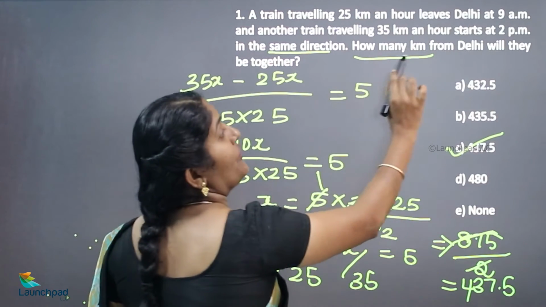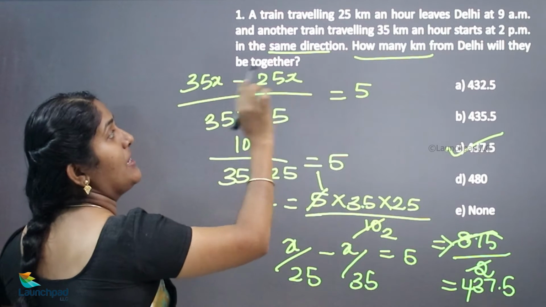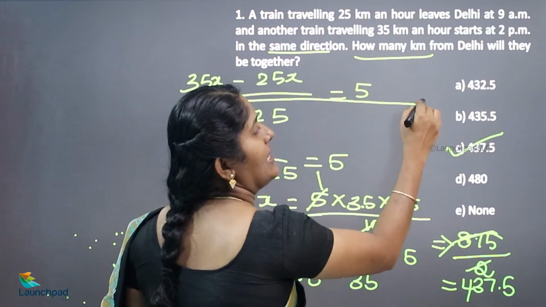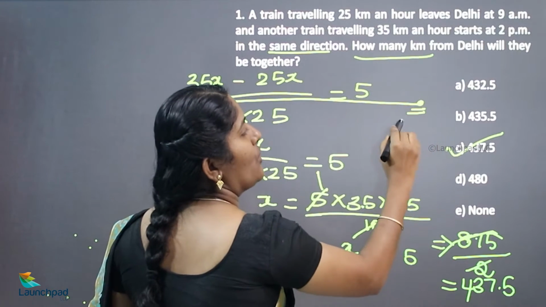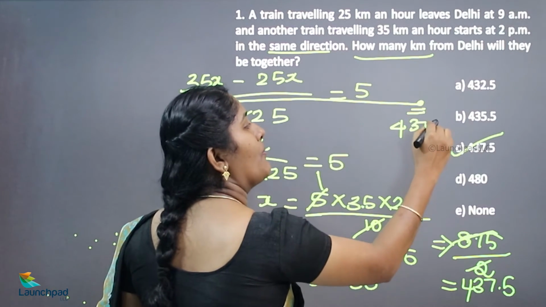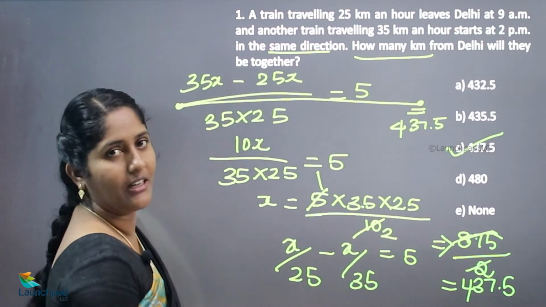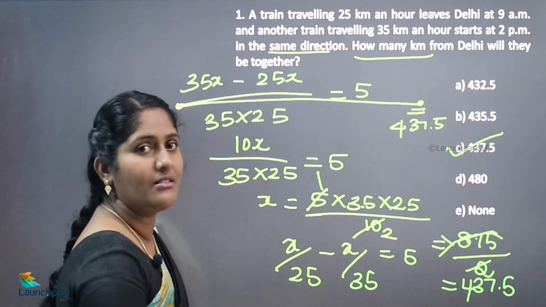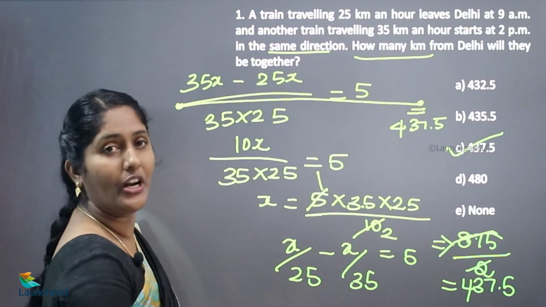How many kilometers from Delhi will they be together? From Delhi, they will be together at the destination here, 437.5 kilometers. This is the important concept, finding the relative speed in the same direction. We'll see it in your next question.